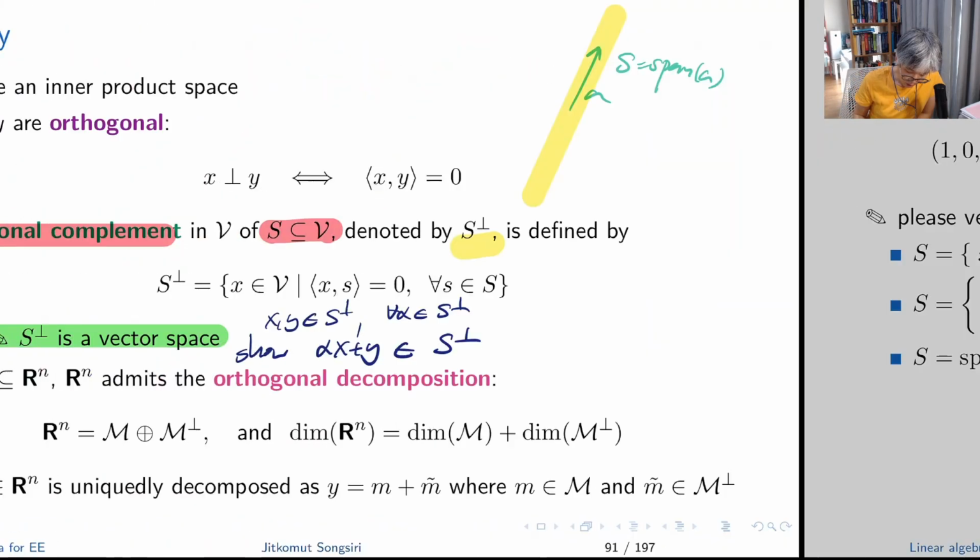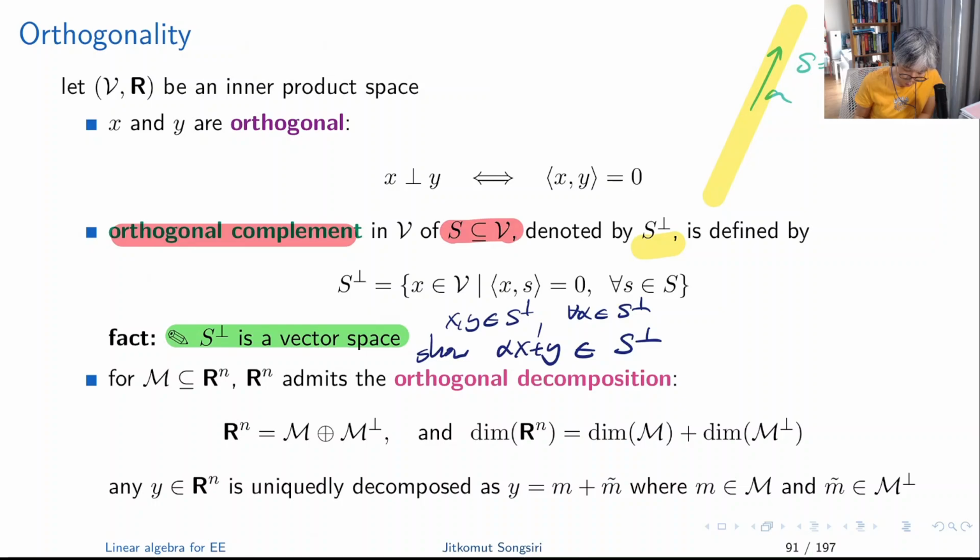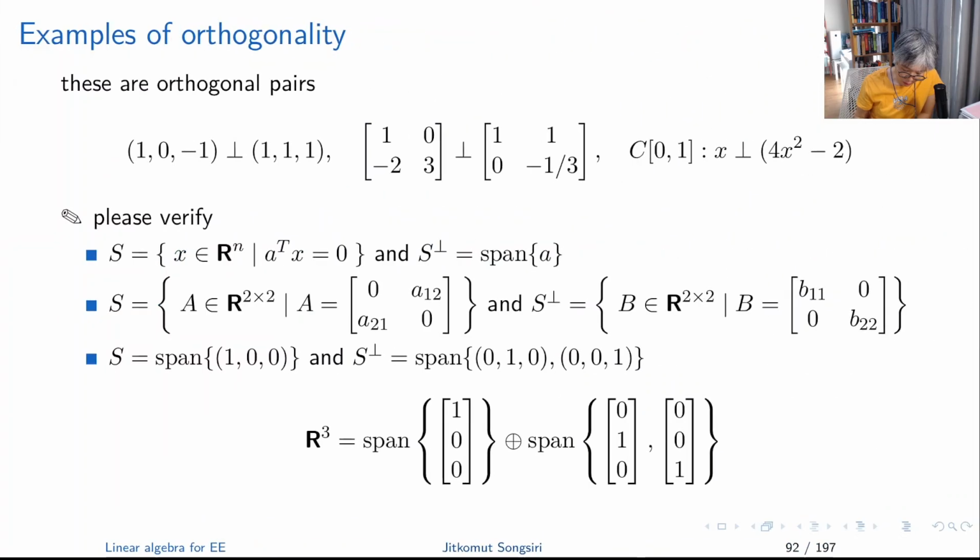Last note on this topic. Once you have understood the concept of S and orthogonal complement S perp, we have the orthogonal decomposition theorem. So let's give an example of Rn first. The space Rn admits orthogonal decomposition, which basically means your Rn space can be decomposed as M, which is any subspace, with M perp. Take a look at this example.